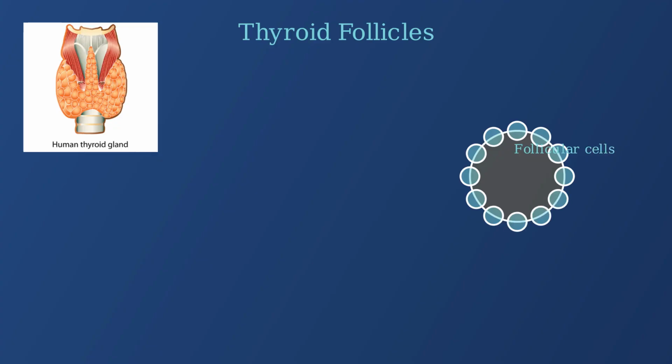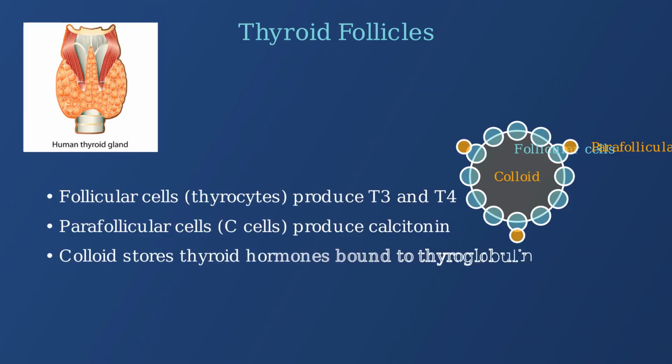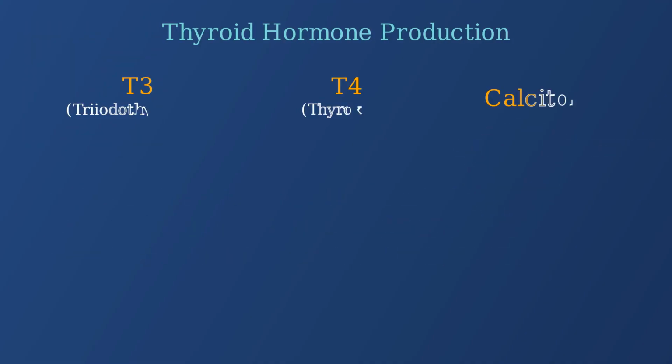Each follicle is lined with follicular cells, also known as thyrocytes. Between follicles are parafollicular cells, or C cells. The center of each follicle contains a protein-rich fluid called colloid, which stores thyroid hormones. The thyroid gland produces three main hormones: triiodothyronine, or T3, thyroxine, or T4, and calcitonin.